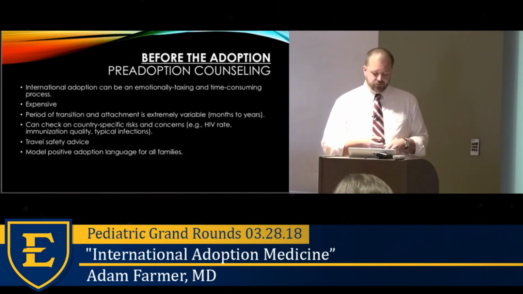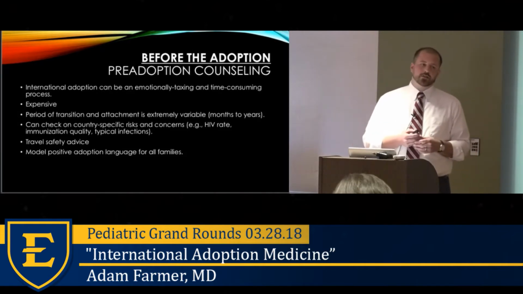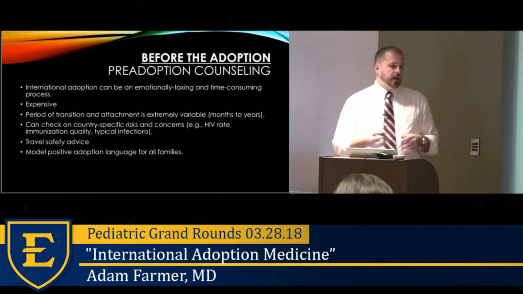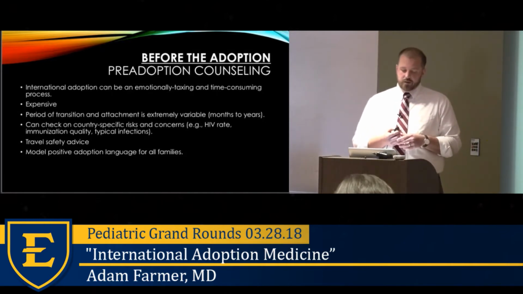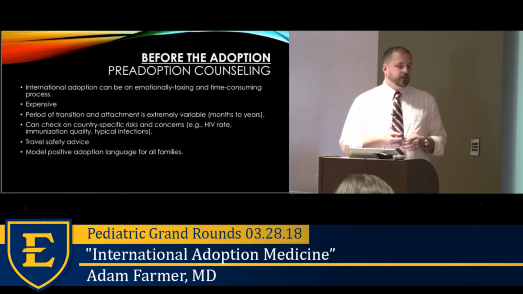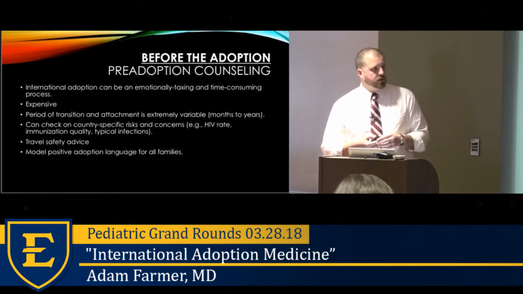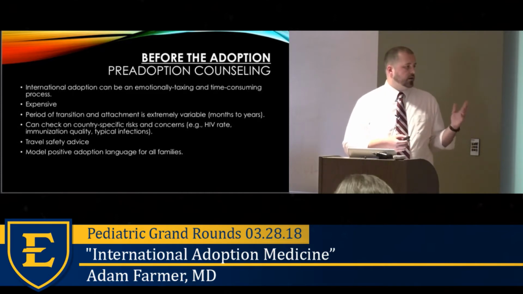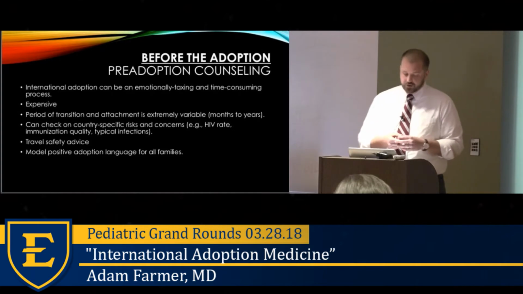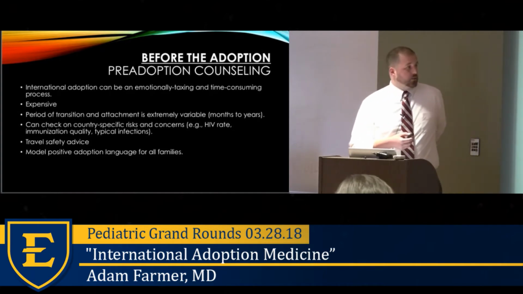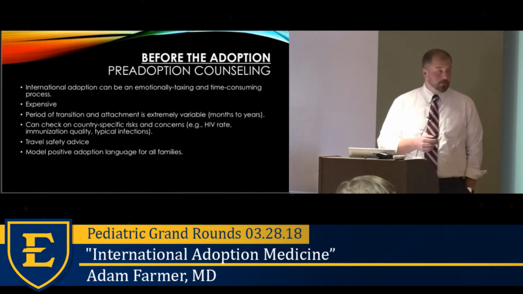You can also do a little bit of research on different websites like the CDC and World Health Organization to look at country-specific risks and concerns: HIV rate, immunization quality, different infections you need to be worried about. You can also advise parents on travel safety when they are going to the country of origin to pick up the family. You can talk about things like malaria prophylaxis, diarrhea prevention, food safety, things like that.